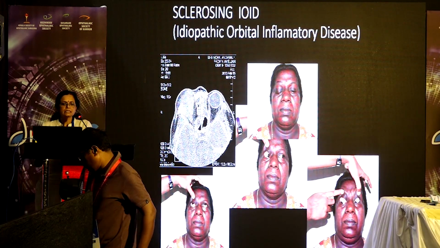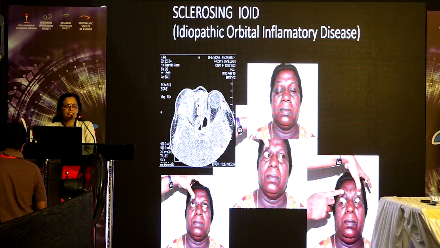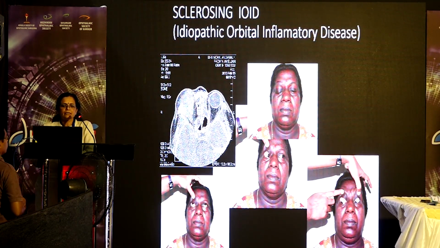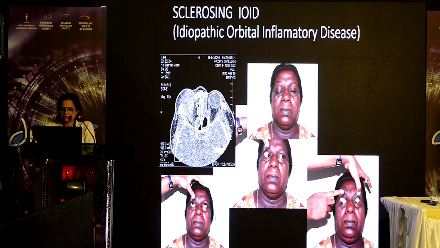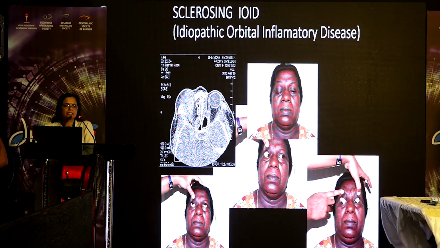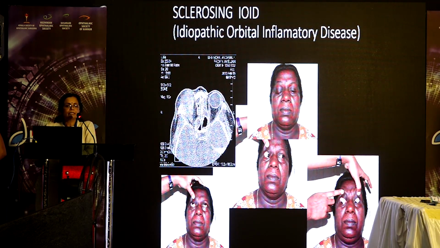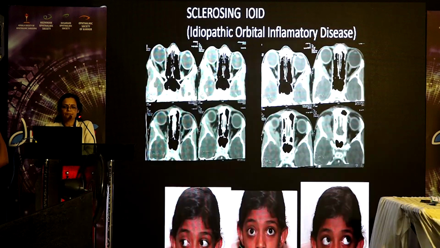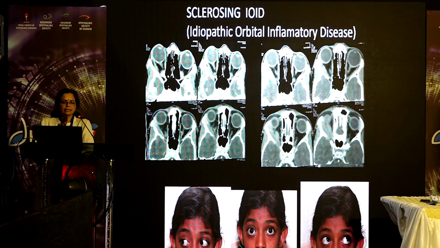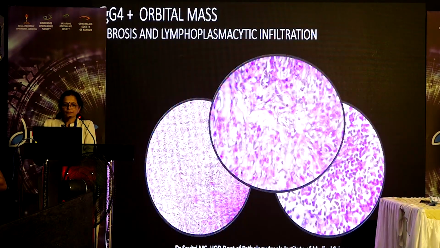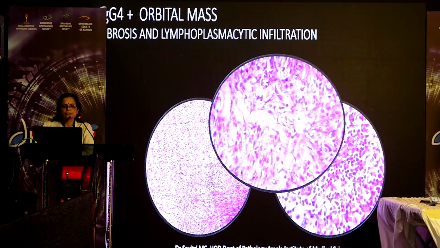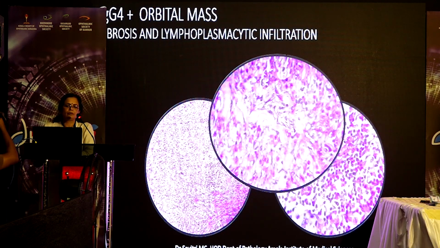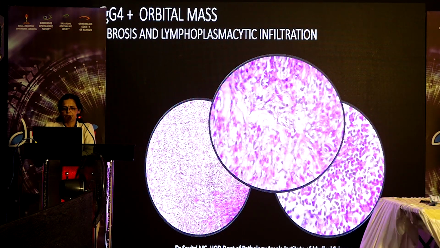Sclerosing idiopathic orbital inflammatory disease is a new entity where you again get a very hard mass which is adherent to the structures. It has calcification and it erodes the bone, but the movements are well preserved. It can occur even in small children. This is an IgG4 positive orbital mass. Histopathology will show fibrosis and lymphoplasmacytic infiltration.